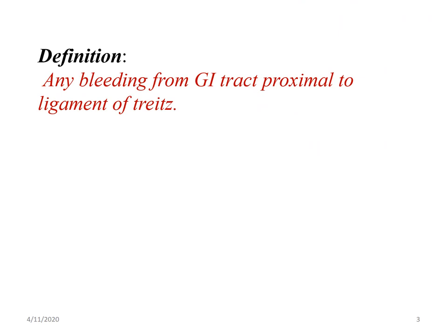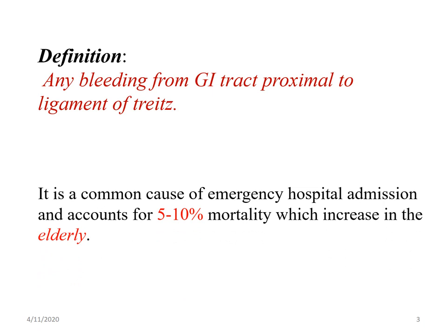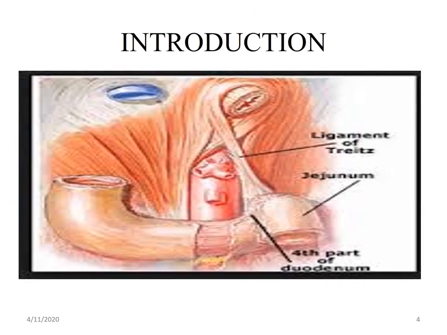It is defined as any bleeding from the gastrointestinal tract proximal to the ligament of Treitz, and it is a common cause of emergency hospital admission and accounts for about 5 to 10 percent mortality, which increases in the elderly. That means when you are a doctor in the emergency department, many of you will face this problem in the outpatient or in the emergency department.